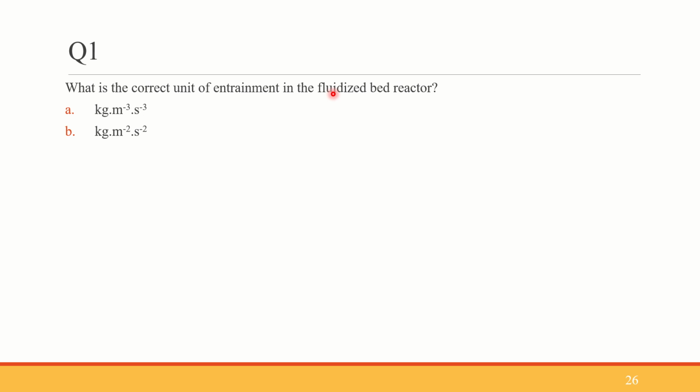Now we'll start with question 1. What is the correct unit of entrainment in the fluidized bed reactor? Option A, kg per meter cube per second cube. Option B, kg per meter square per second square. Option C, kg per meter square meter cube per second. Option D, kg per meter square per second. Option D is the right answer, kg per meter square per second.